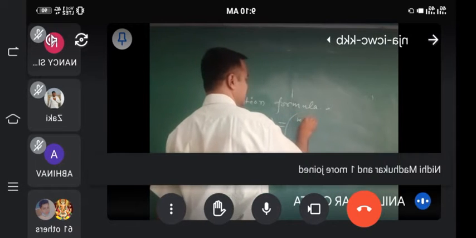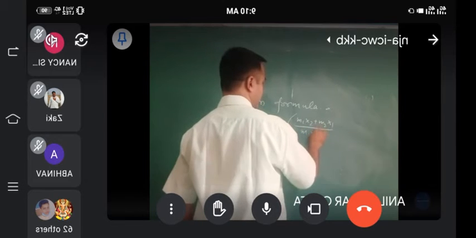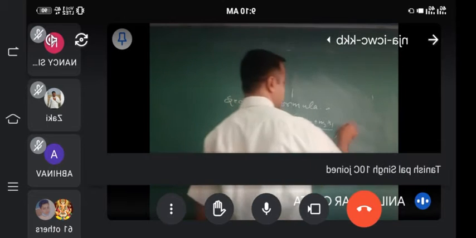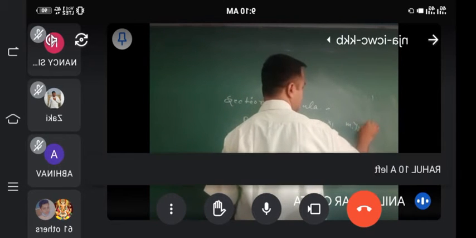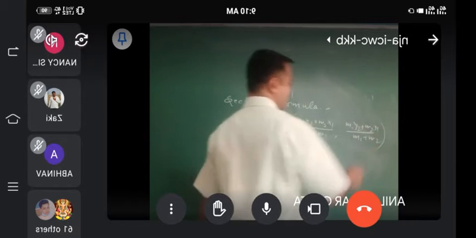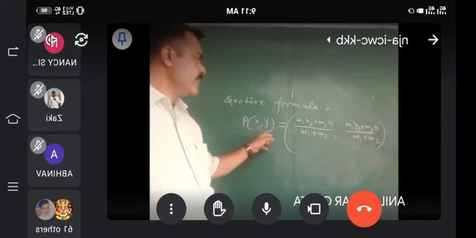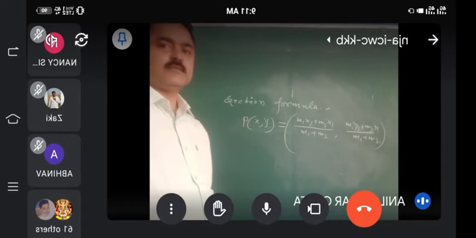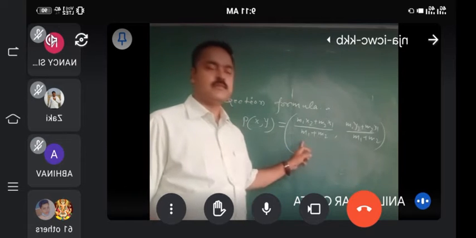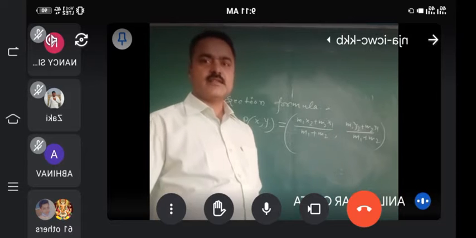internally is given by (m1 x2 plus m2 x1) upon (m1 plus m2), and the y coordinate (m1 y2 plus m2 y1) upon (m1 plus m2). This is the coordinate P(x, y): (m1 x2 plus m2 x1) upon (m1 plus m2), (m1 y2 plus m2 y1) upon (m1 plus m2).